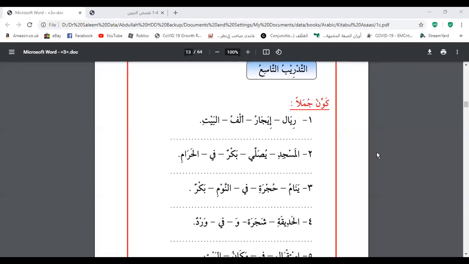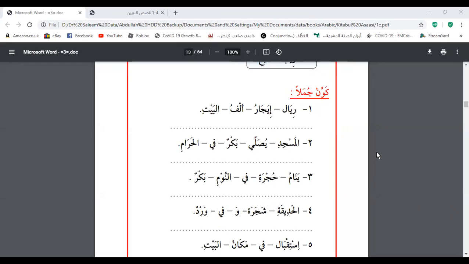Exercise nine: kawwin jumalan. Jumal is the plural of jumlatun, jumal. Okay. Kawwin, make sentences. The amr is kawwin, or you listener, make jumalan. That's why it's mansub. It is maf'ul. It is the one you're doing the action on. You are the doer. Riyal, ijar, alf, bayt.